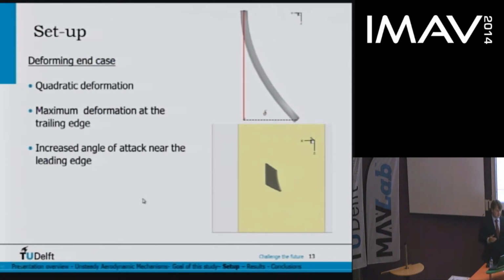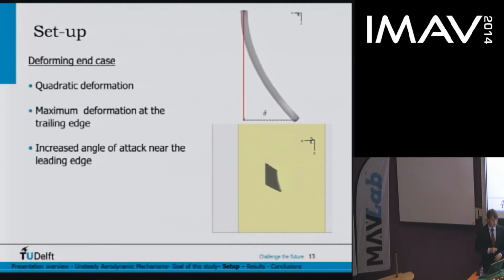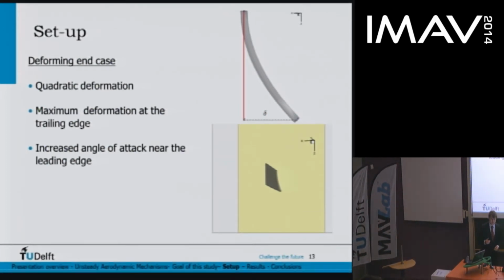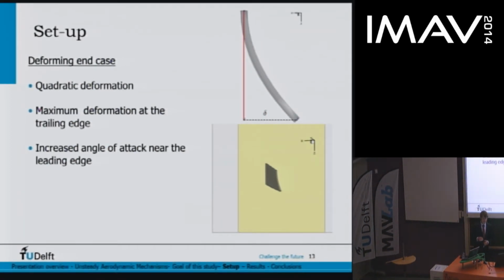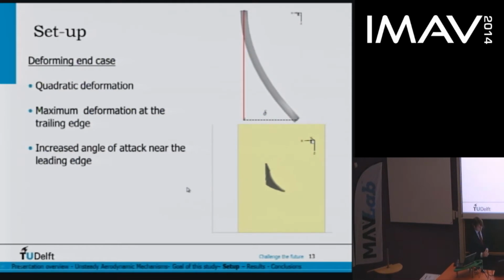Then the deforming end case, I call this. It's a maximum deformation at the end. It's quadratic deformation. And as you can see, this will increase the effective angle of attack near the leading edge, which will be important in the creation of a leading edge vortex. This will look like this.